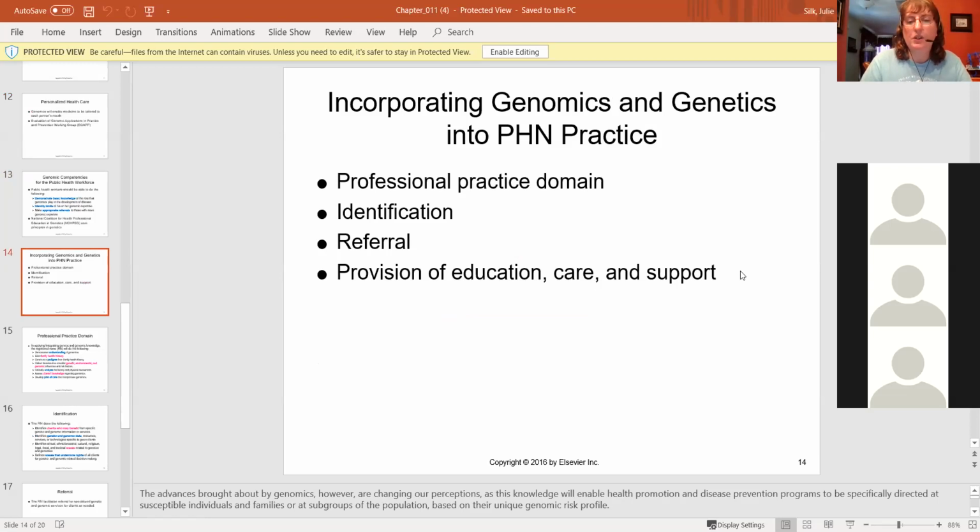All right, so this is talking about incorporating these things into public health nursing practice. The advances brought about by genomics are changing our perceptions, as this knowledge will enable health promotion and disease prevention programs to be specifically directed at susceptible individuals and families, or at subgroups of the population, based on their unique genomic risk profile. So in other words, you can make a risk profile for certain people to say, well, these guys are at risk for heart disease, so I want to do this, this, and this for them. By knowing their genetic makeup, you can really do a lot with prevention.